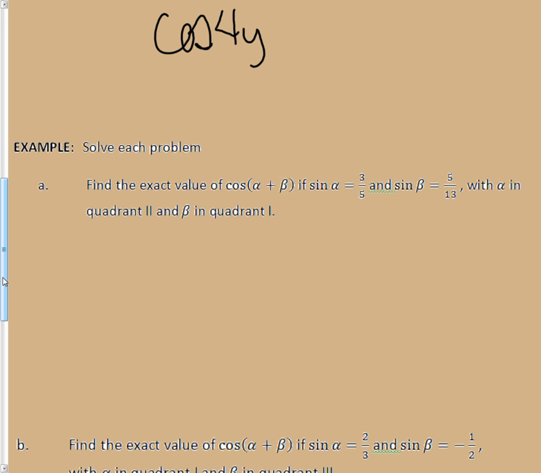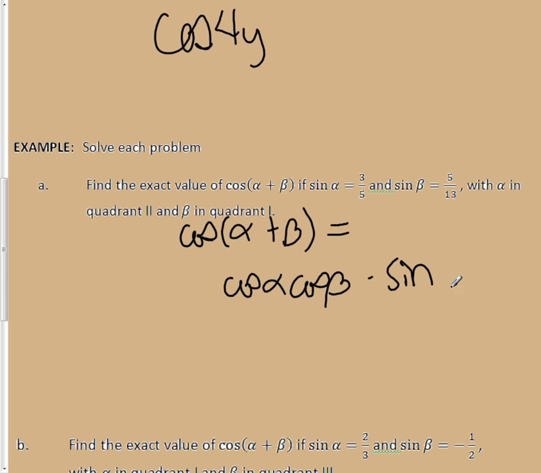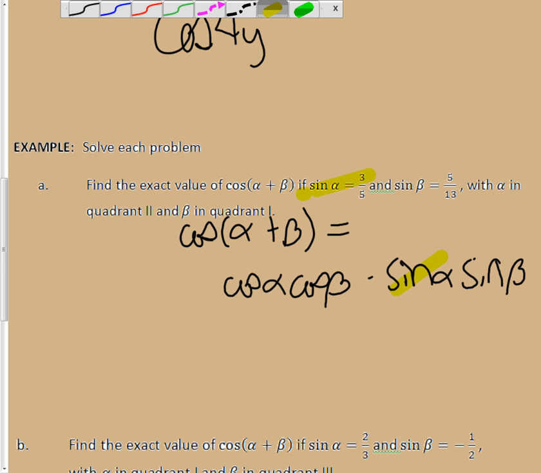So I know that the cosine of alpha plus beta equals the cosine alpha, cosine beta, minus the sine alpha, the sine beta. Let me change that to beta. So that means that I need the sine and cosine of alpha. Well, I've got the sine of alpha, so I've got a replacement for that already. I also have the sine of beta, so I have a replacement for that already. I need the cosine alpha and cosine beta.